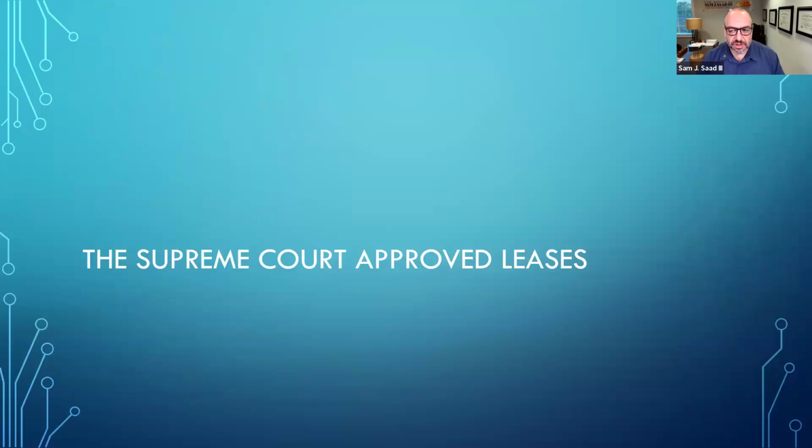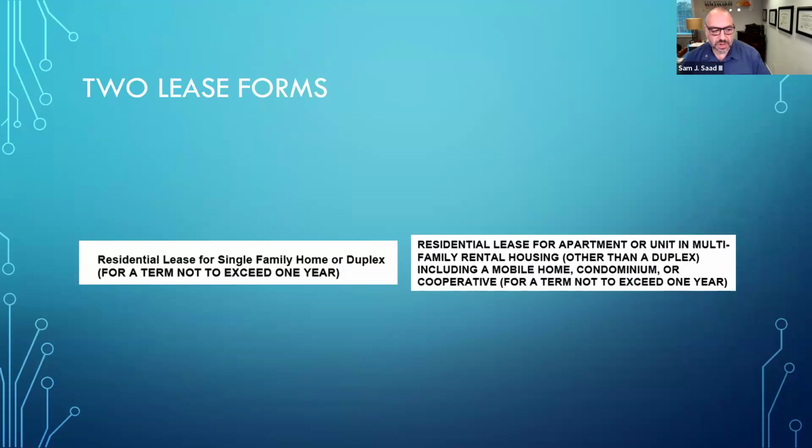So the Supreme Court has approved 2 lease forms, and you need to pay attention to the top of the form when you're filling these out, because if you fill out the wrong form, you're going to have a bunch of extra language if you're doing a single family and you fill out the condo form, or you're not going to have enough language if you fill out the condo form for the single family. So be very careful. You notice on the screen here, you've got 2 headings, and I'll zoom in on those when we get to the forms.